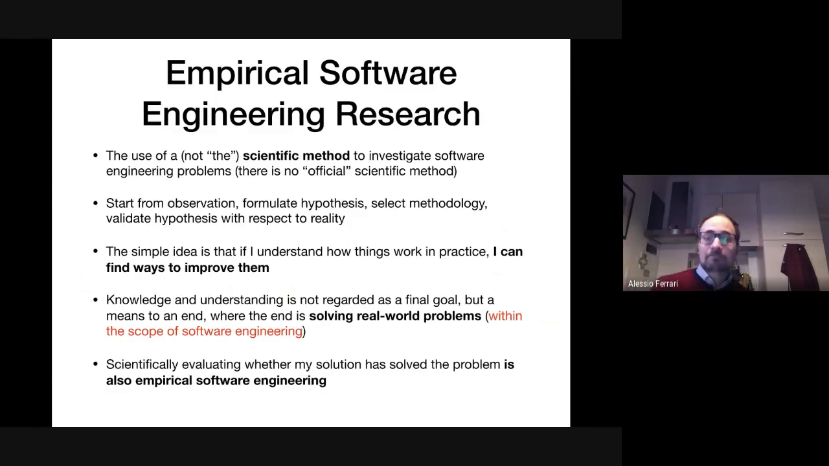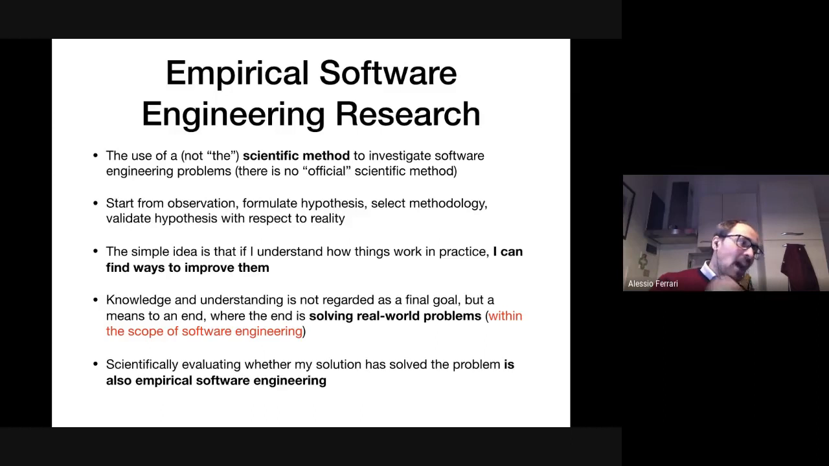Empirical software engineering research is, let's read the slide, the use of a scientific method to investigate software engineering problems. And we say a scientific method, because there is no the scientific method, there's not only one scientific method, and you will see that there are different techniques to face different problems. All of them are flawed, and you will learn these different scientific methods.